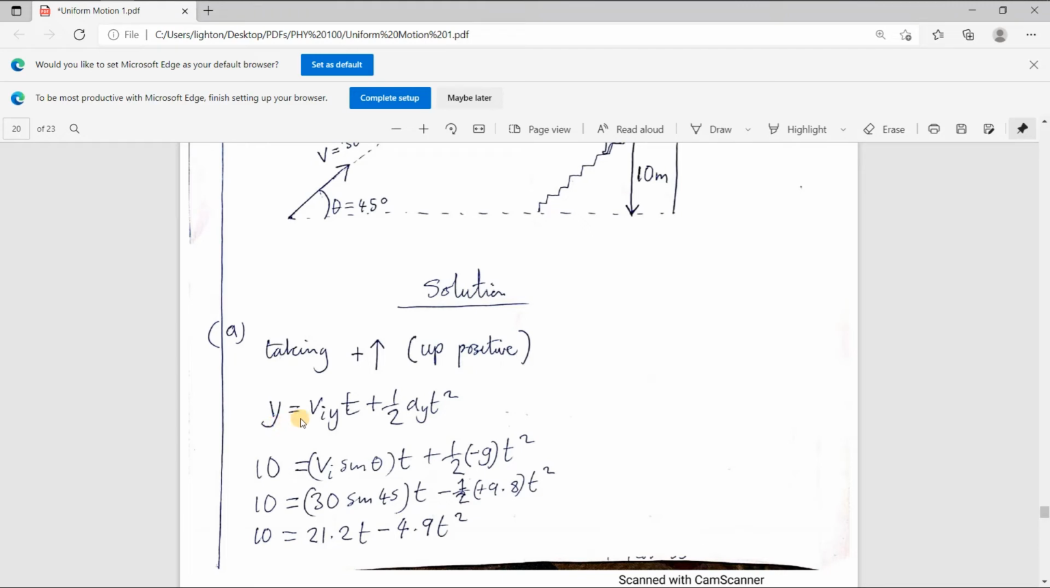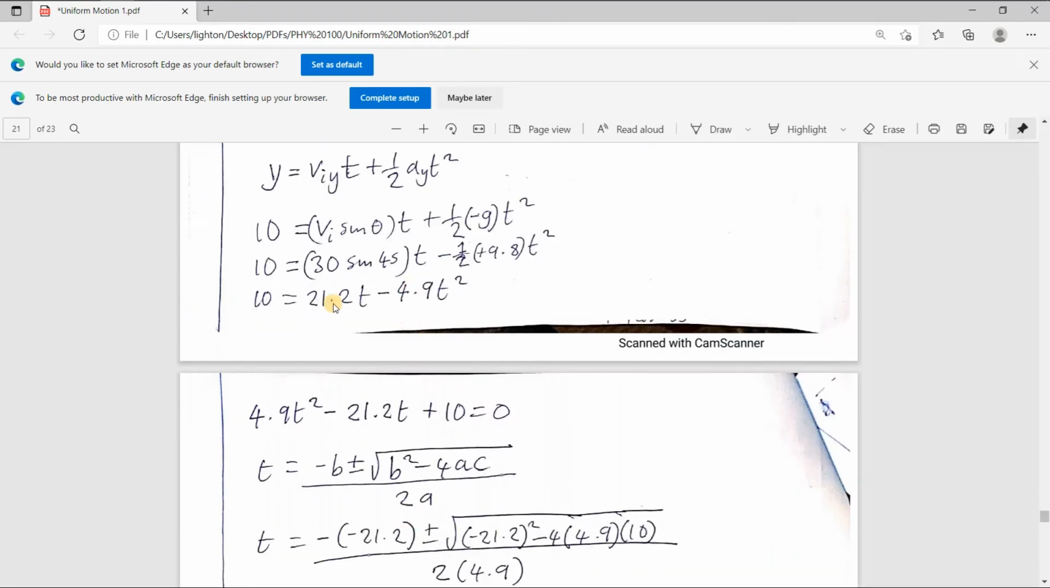As you can see, y equals v_iy t plus half a_y t squared. So this y is positive, and v_iy is just v_i sin theta times time plus half a_y t squared. Now a_y is just minus g. So 10 is equal to v_i, which is 30 sin 45, the angle, times time minus half 9.8 t squared. Simplifying these expressions, we're going to get this expression there.